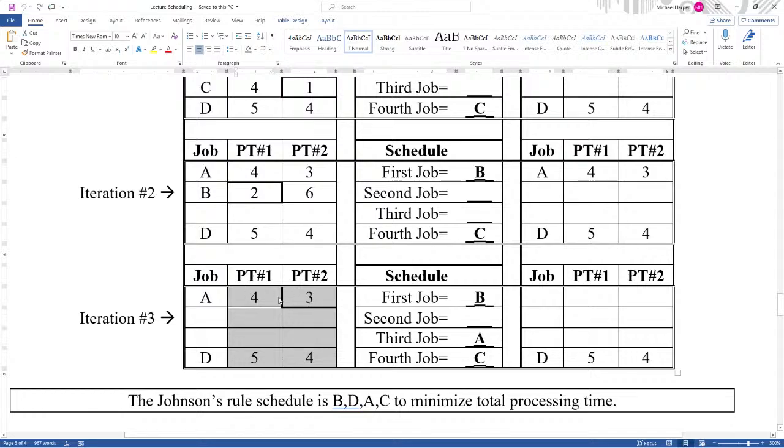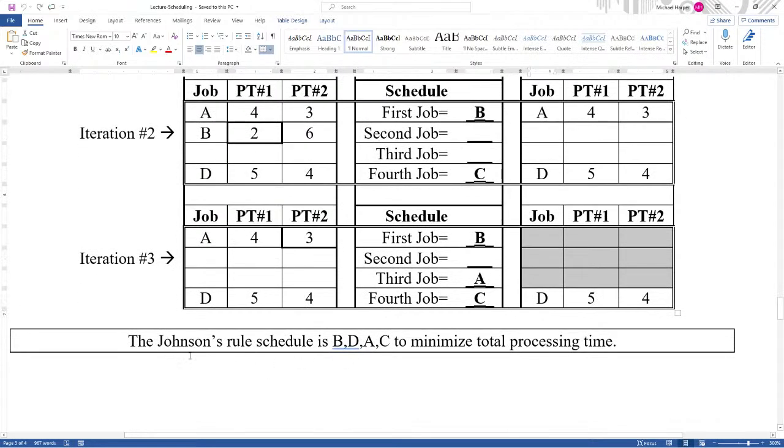Step 1 says, okay, 4, 3, 5, 4, which one is a minimum? 3 is the minimum. 3 occurs on the last server, so I schedule A in the last available position, which is the third job. It's the third in the sequence. I eliminate A. Now I have one job and one space left. I put D in that space. Now the Johnson's rule schedule is BDAC to minimize the total processing time. And that's Johnson's rule.